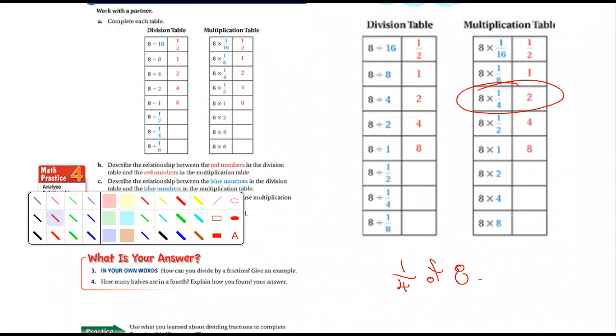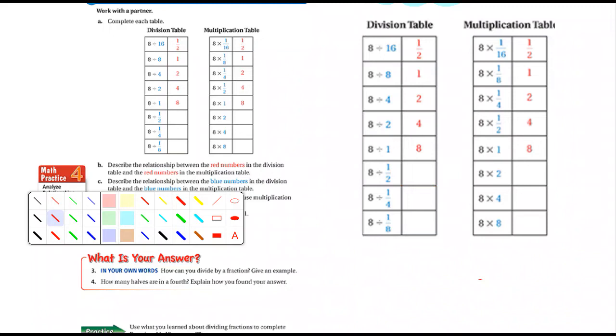Okay? So let's go down a little bit further there. 8 divided by 2. Yeah, that's 4. What's half of 8? 4. It says it right there. So, what do you think 8 divided by 1/2 is? I'm not asking for what's half of 8. I'm asking what's 8 divided by 1/2. Another way to look at it is to ask yourself how many 1/2s fit into 8.